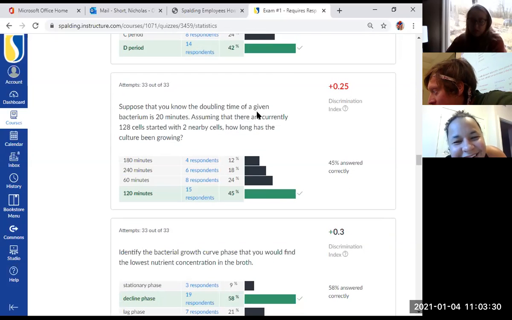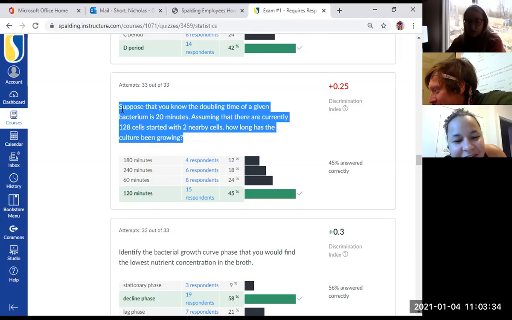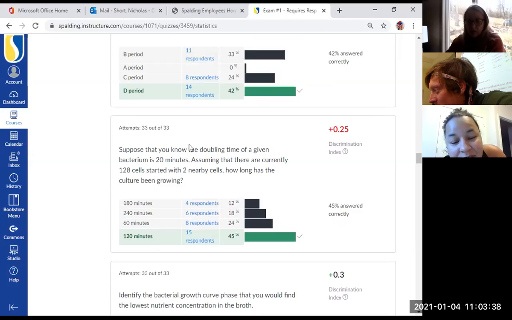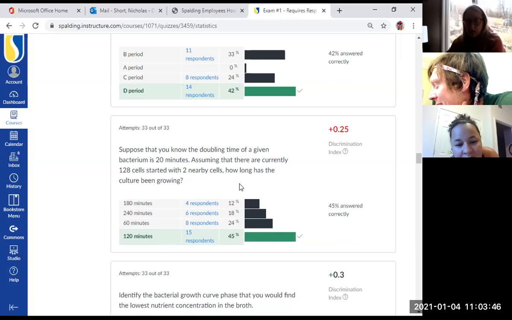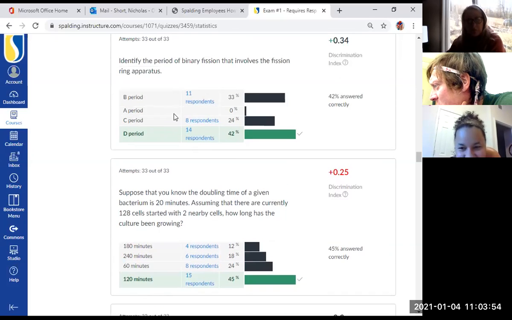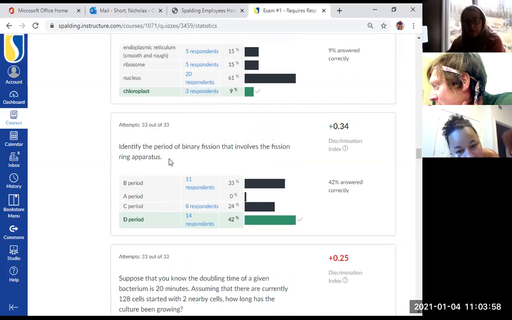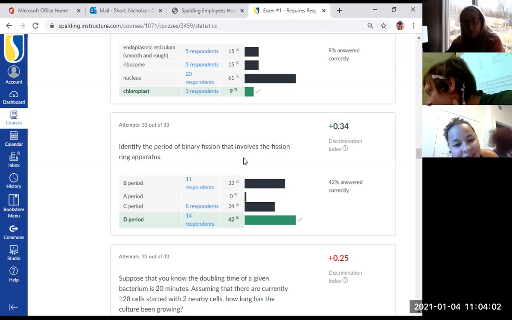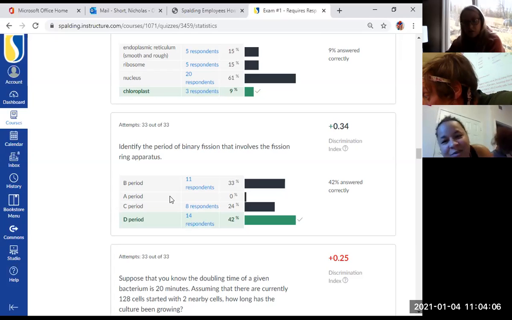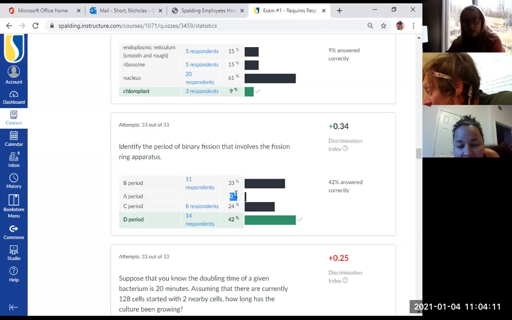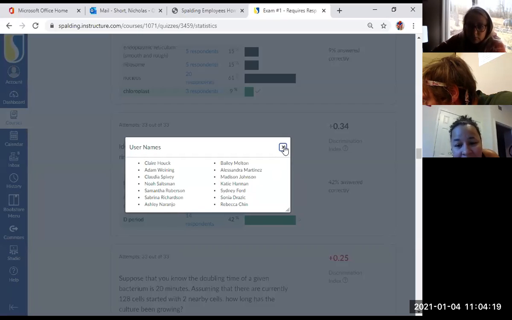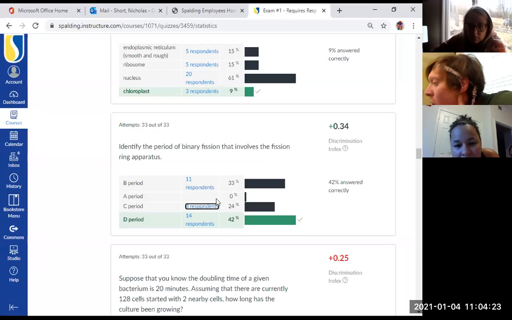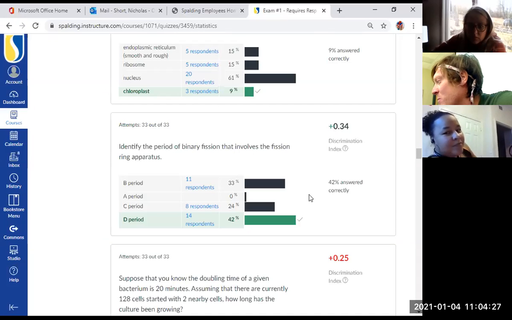I was trying to choose D, and somehow I had chosen A. When I look back at that, I said, oh crap, because I knew it was D, and somehow it chose A. I don't know if my hand slipped or whatever. Are you talking about this question right here? Yes, the identify period of binary fission that involves a fission ring. Yeah, that was me. I chose A. I thought I had picked D, but it says that I had answered A. Oh, that's right, there is no period.